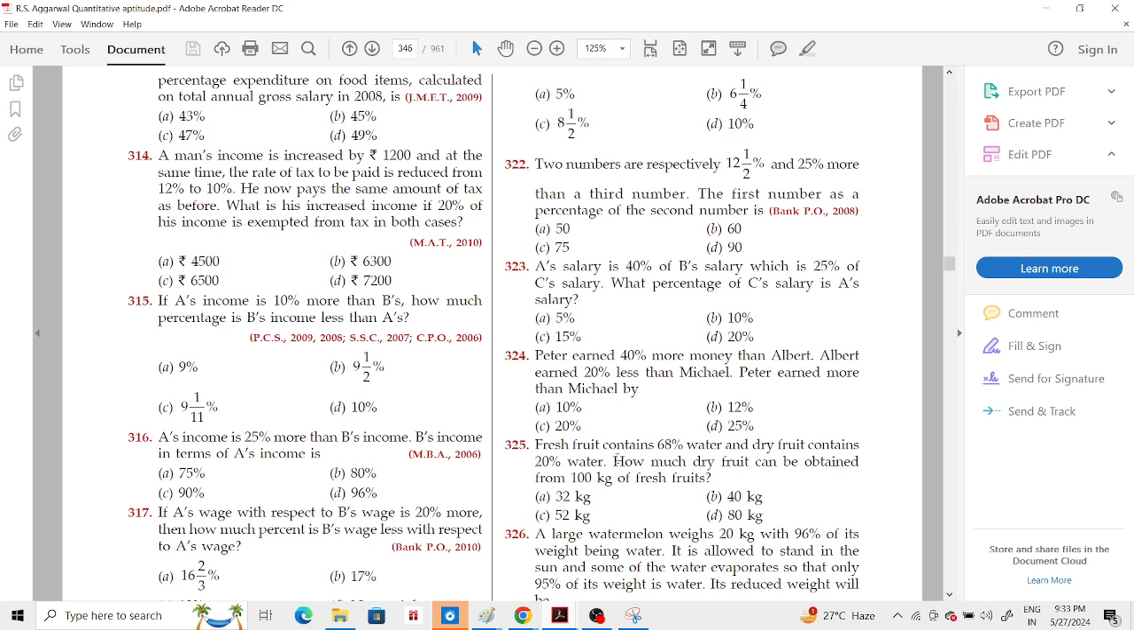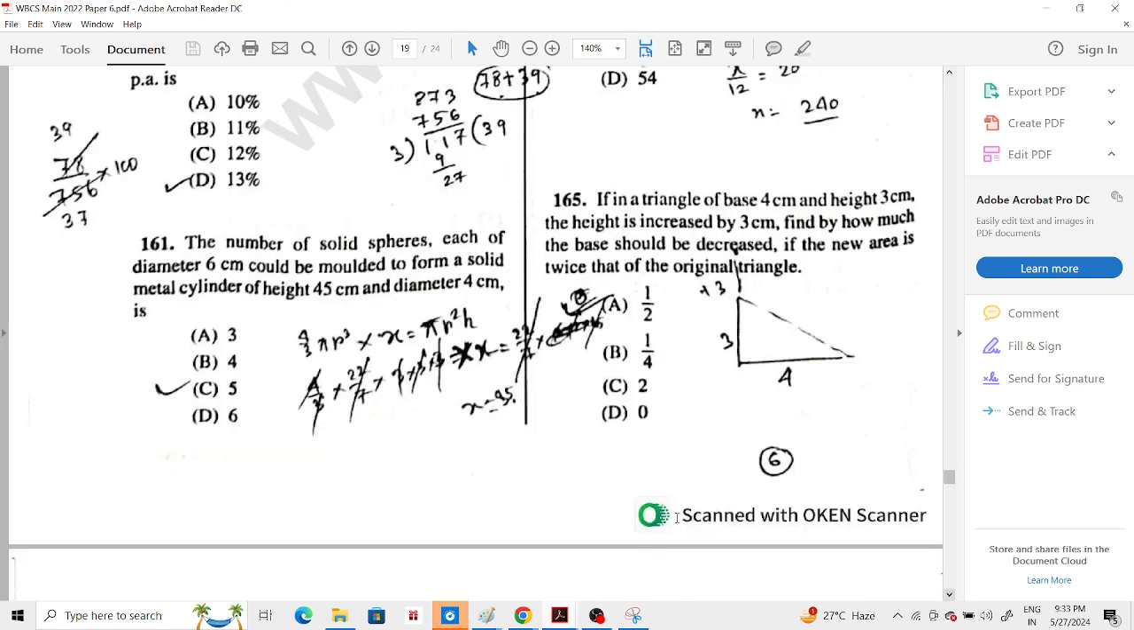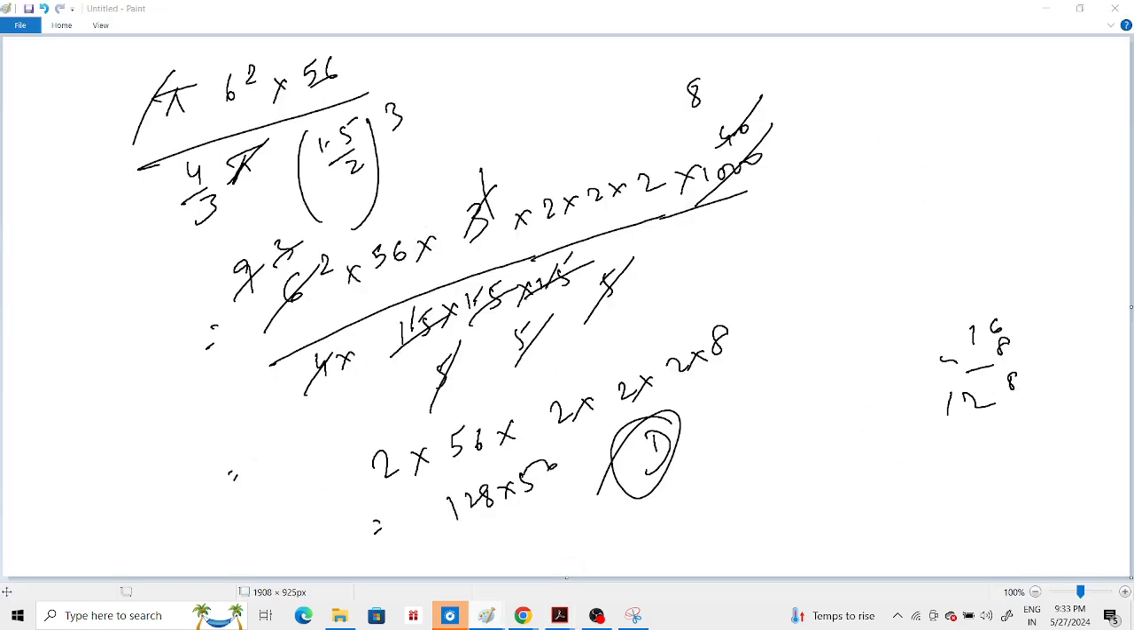Okay, try out number 314. If in a triangle of base 4 and height 3 centimeter, the height is increased by 3, find how much the base should be decreased if the new area is twice that of the original triangle. Ishika and Niladri, try out number 314. I have sent it in the group.